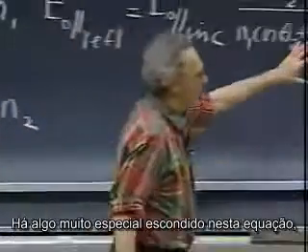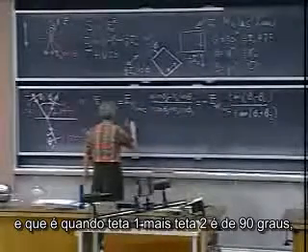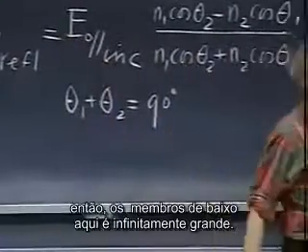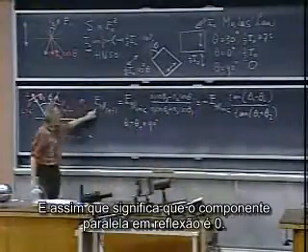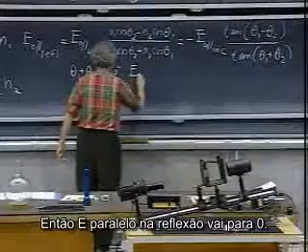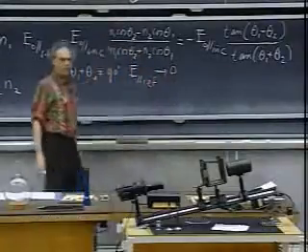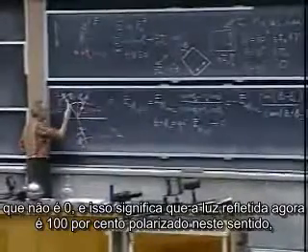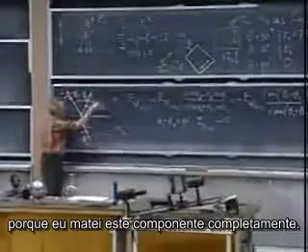There is something very special hidden in this equation, and that is when theta 1 plus theta 2 is 90 degrees, then the denominator here is infinitely large. And so that means that the parallel component in reflection is 0. So E parallel in reflection goes to 0. And if that one goes to 0, there is only this one left, which is not 0, and that means the reflected light is now 100% polarized in this direction because I have killed this component completely.